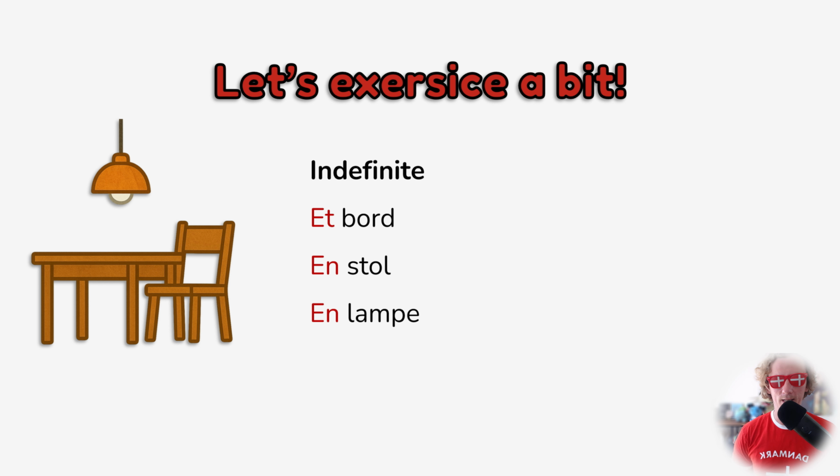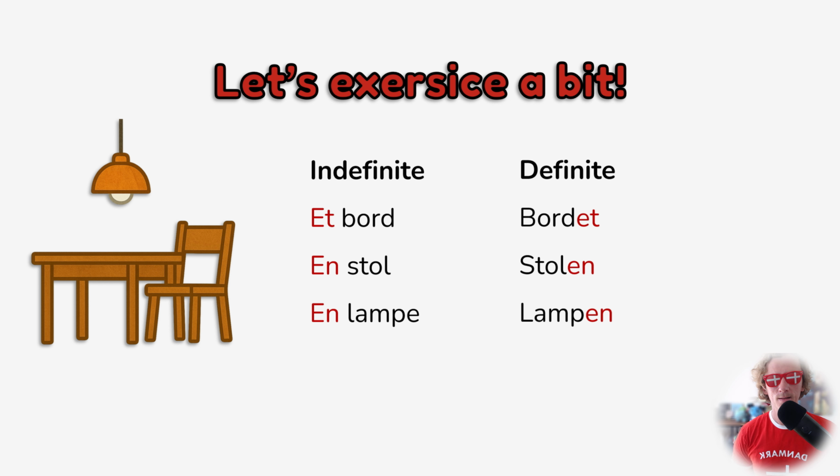Okay, let's check it out if you are correct. The table is in Danish called bordet. The definite form of a chair in Danish is stolen. And lastly, we have lampen. Did you have them all correct? Let me know down in the comments.